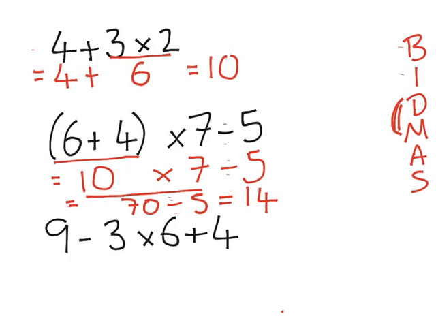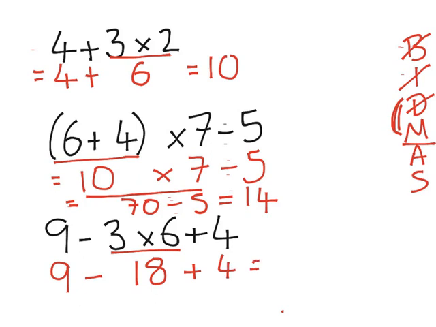For this last question, 9 minus 3 times 6 plus 4, there are no brackets, there's no powers, there is no division, but there is a multiplication, so we're going to do that first. 3 times 6 is 18, so we have 9 minus 18, plus 4. And now I've got addition and subtraction, so I'm just going to go left to right. 9 minus 18 gives me minus 9, plus 4 gives me minus 5, or negative 5.